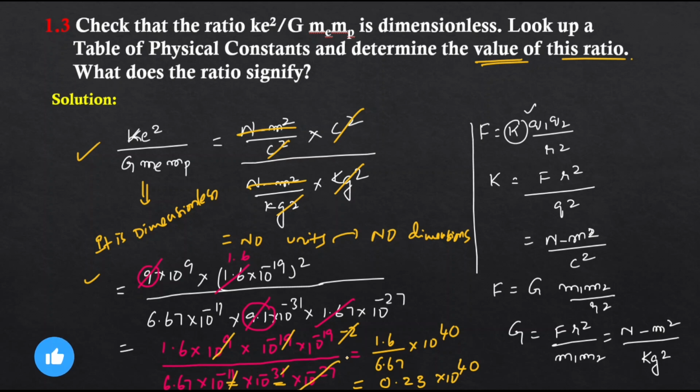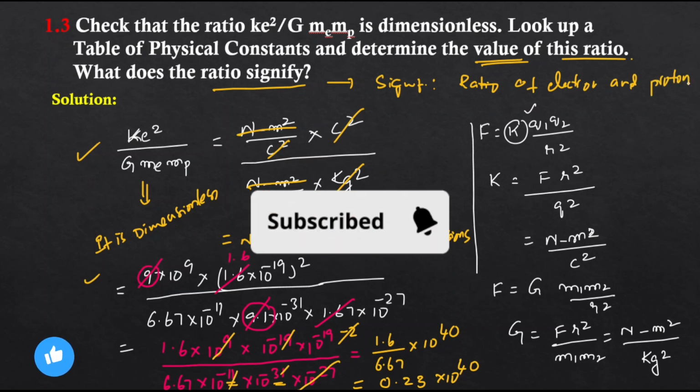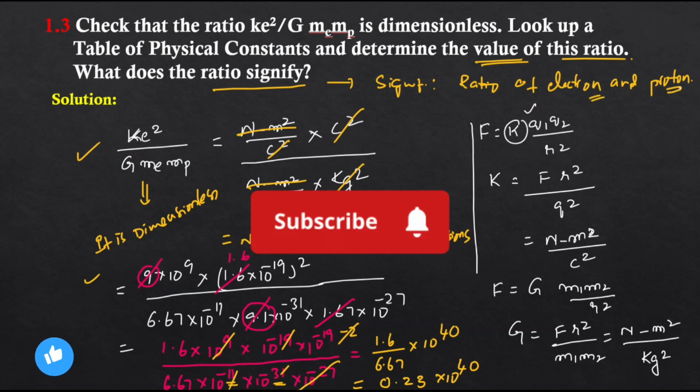Clear? Now one more is there. They are asking what does the ratio signify. It is the ratio between the electrical force and the gravitational force between electron and proton. So the significance is the ratio of electron and proton forces. Thank you.